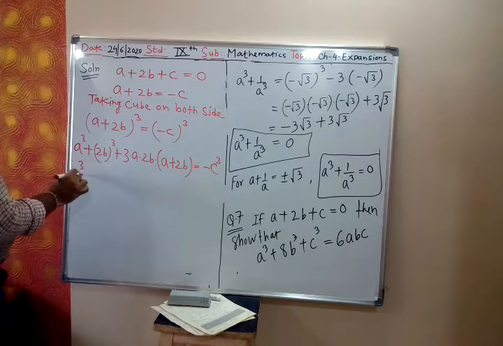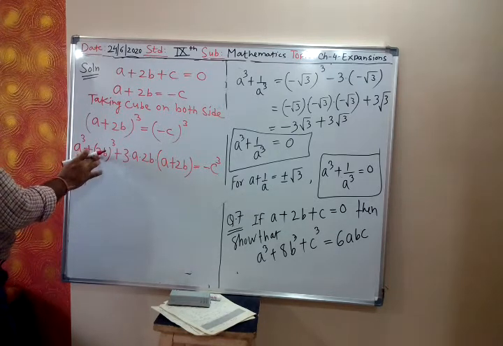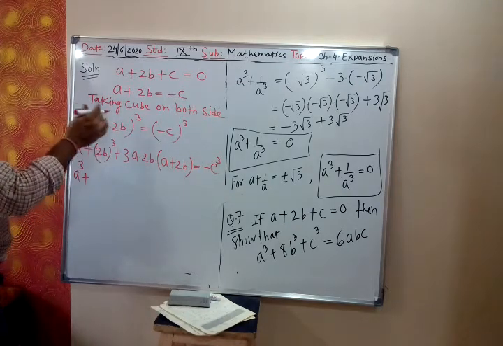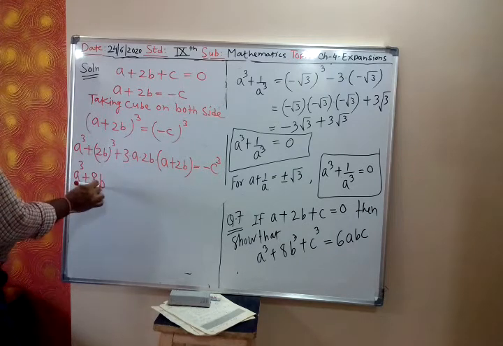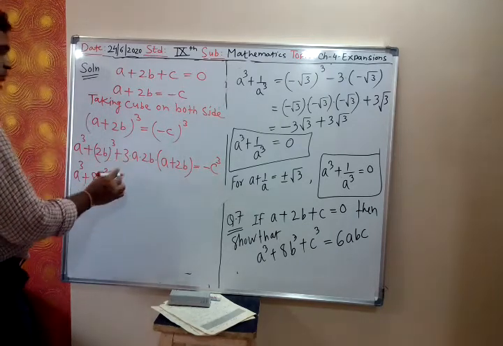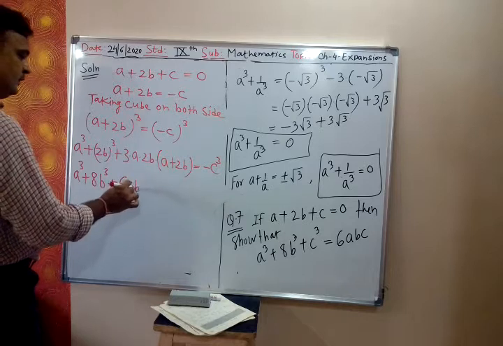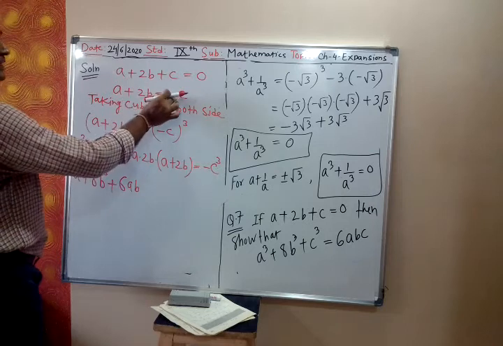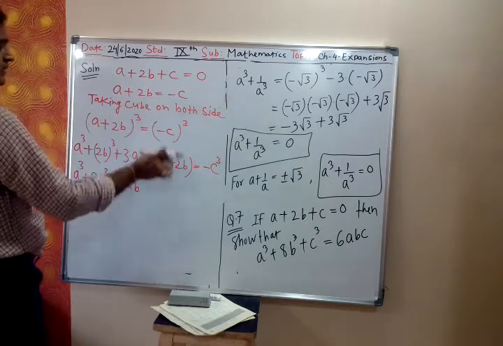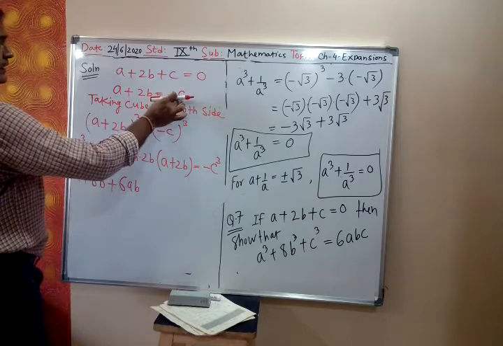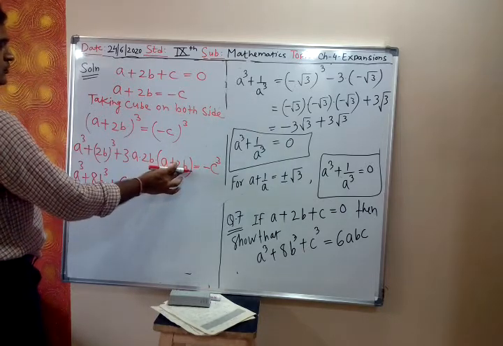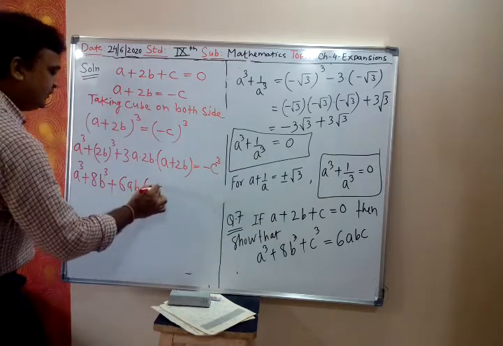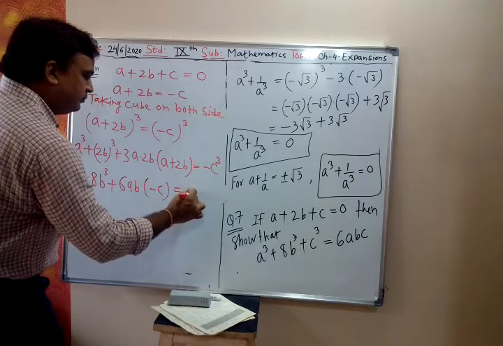So a cube plus 2b cube. So 2 cube will be 2 into 2 into 2, 3 times. 2 2s are 4, 4 2s are 8. 8b cube plus 3 into 2, 6ab into a plus 2b. A plus 2b, this value is now minus c. So in place of a plus 2b, I will write minus c, so minus c into minus c is equal to minus c cube.